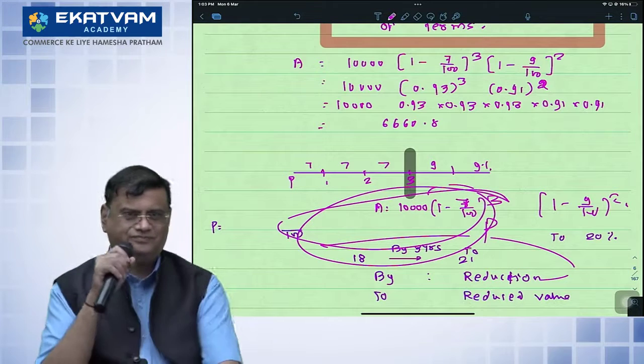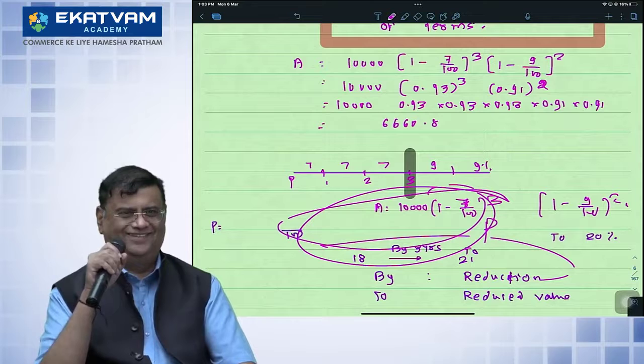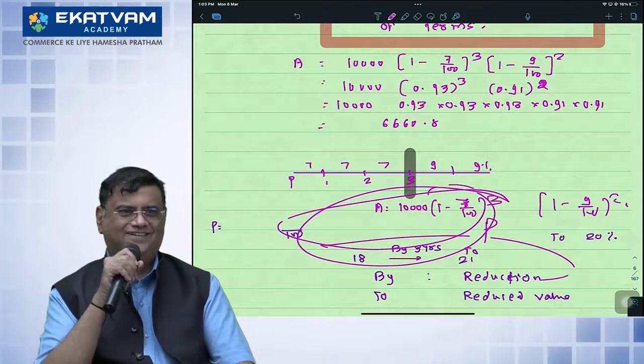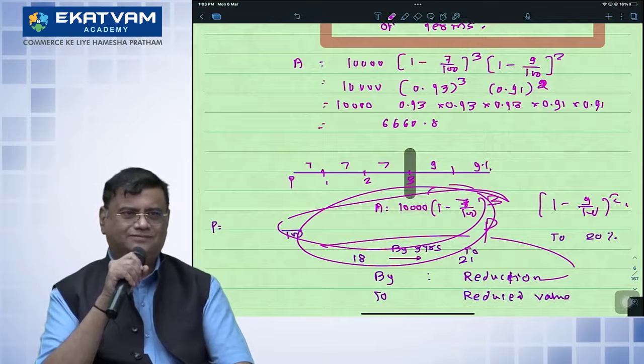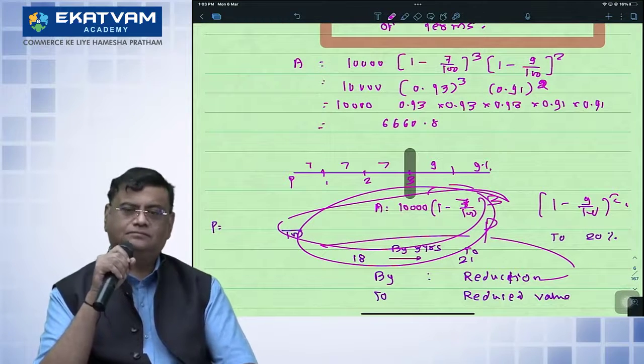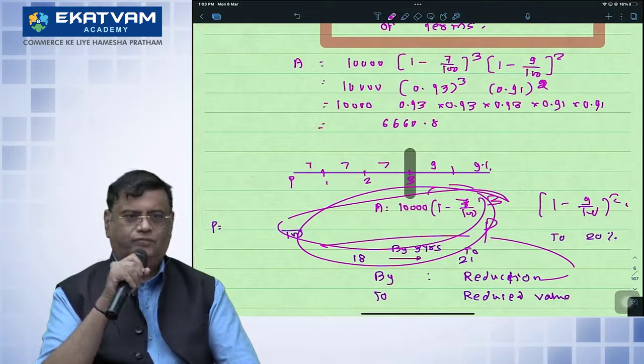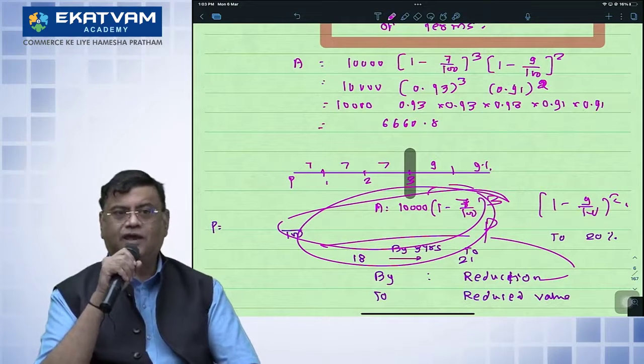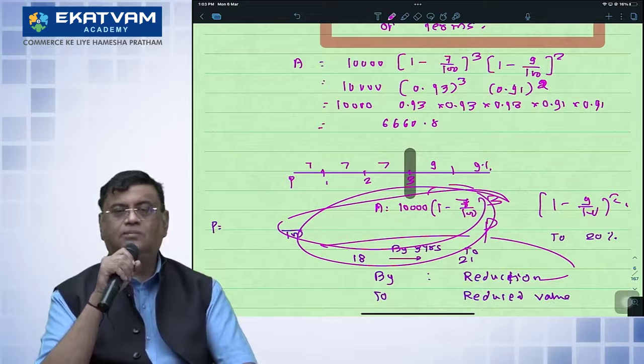Start. Take up the question. A person deposited rupees 1 lakh in the bank.